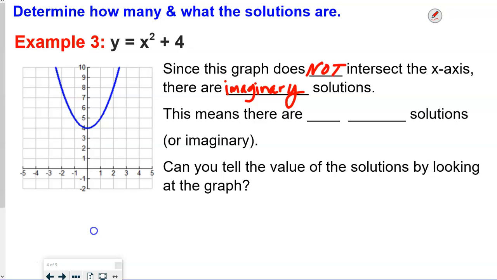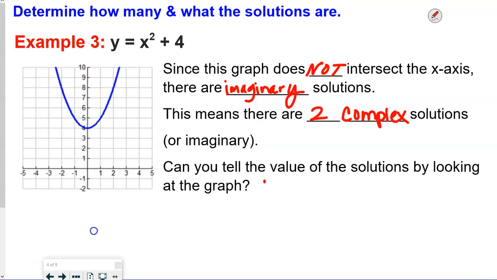This means there are two imaginary or complex solutions. We're going to call this also complex. So remember, complex and imaginary mean the same thing because a complex number has an i in it, right? So this means there are two complex solutions or imaginary solutions. Then it says, can you tell the value of the solutions by looking at the graph? And the answer to that is no.